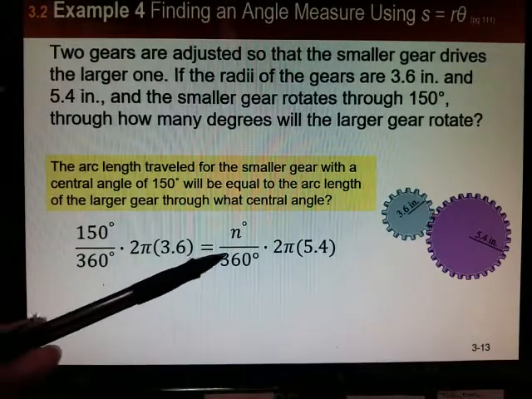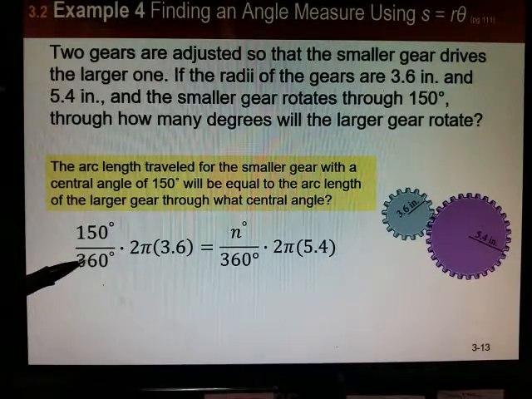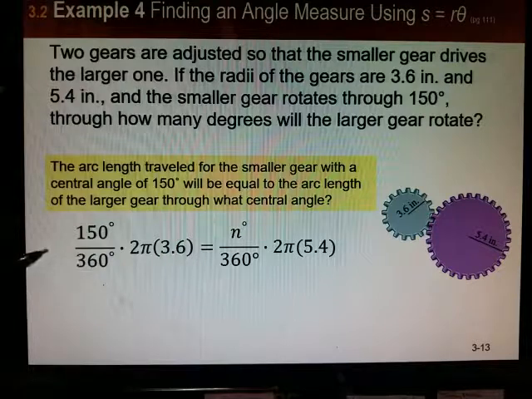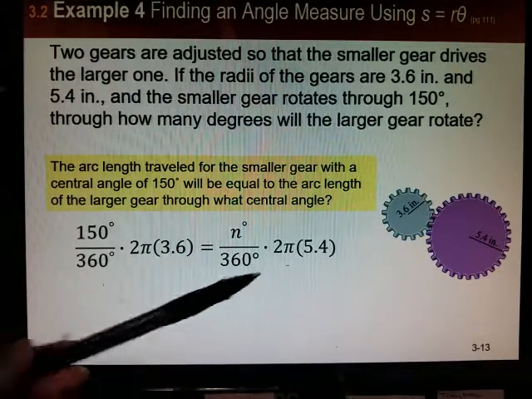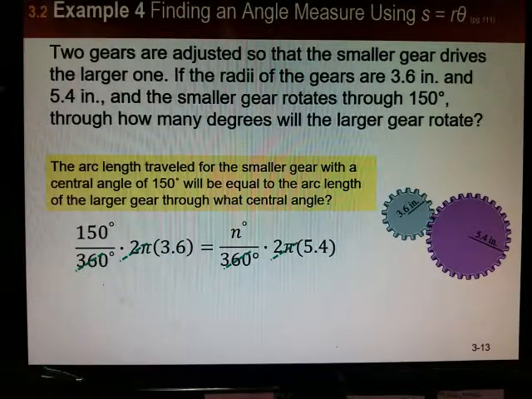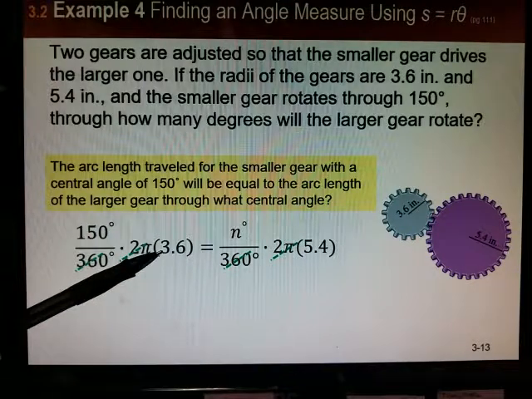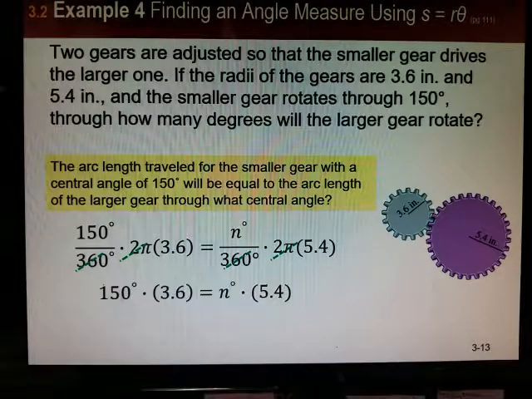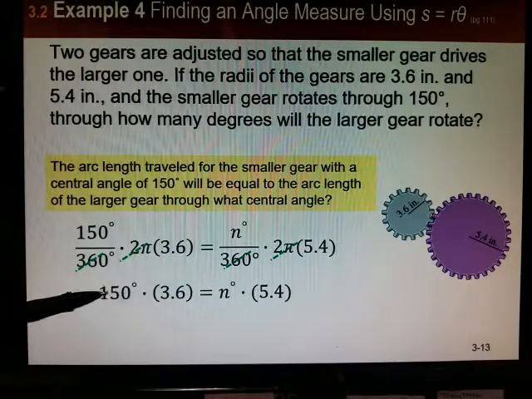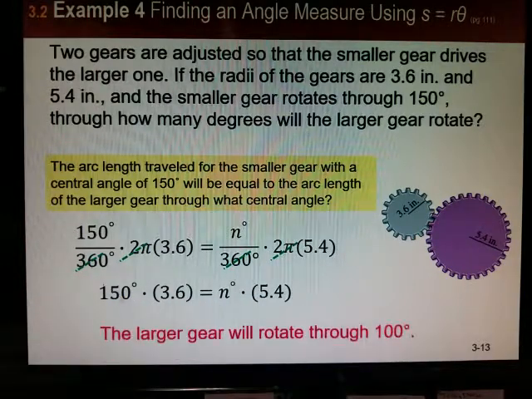Notice on both of the problems, the 360s would be gone if I multiply both sides by 360 degrees. 2 pi, I can reduce off of both sides as well. So I end up here with 150 times 3.6 equals n times 5.4. So I multiply these two, divide by 5.4, and the larger gear would rotate through 100 degrees then.